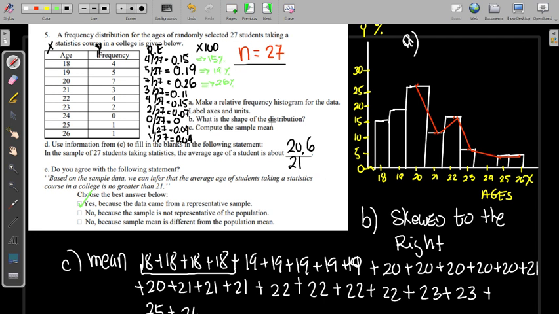B. What is the shape of the distribution? If you look, they are continuously going down and down on the right side. So we call this skew to the right. Okay, so now answer C: compute the sample mean.